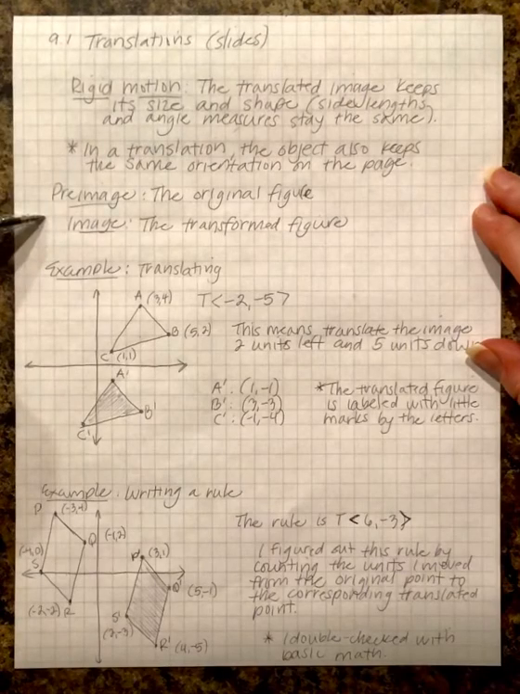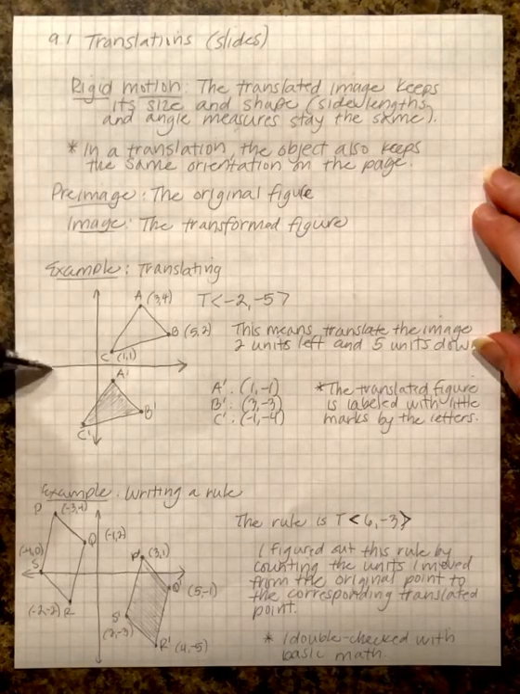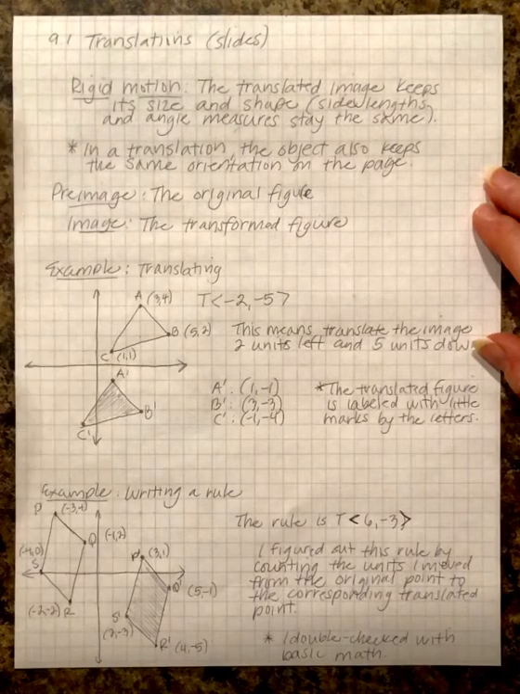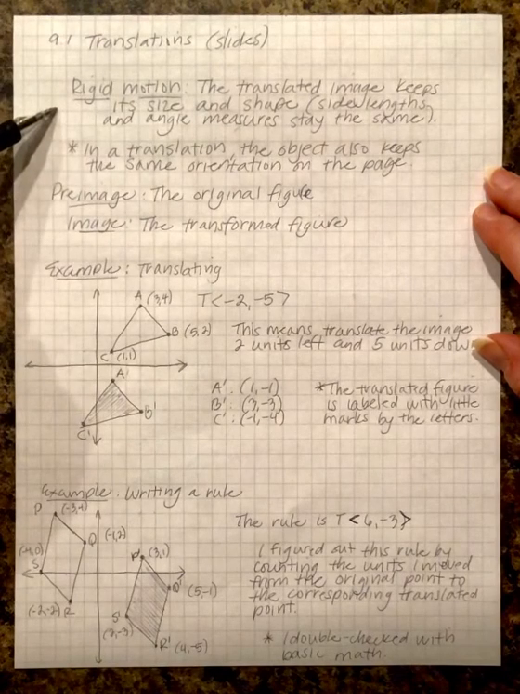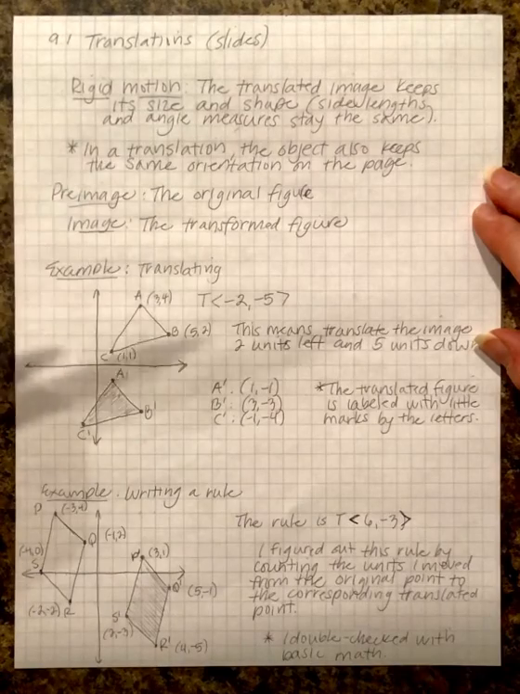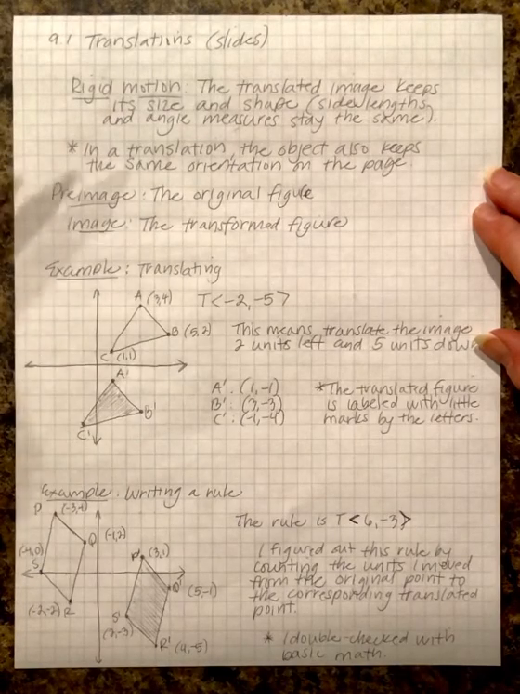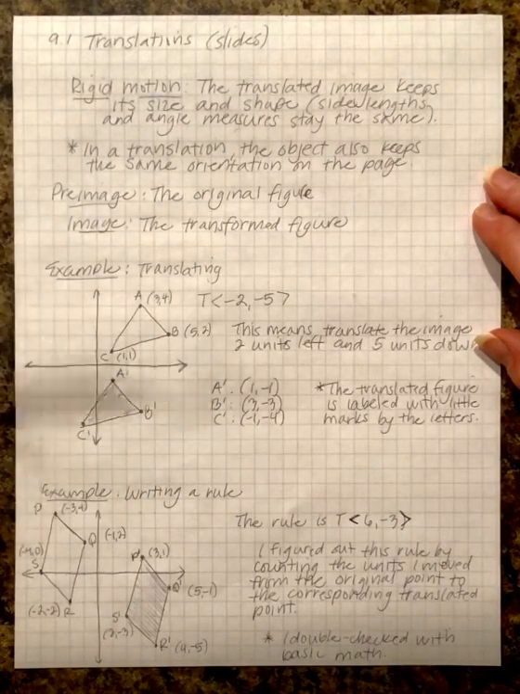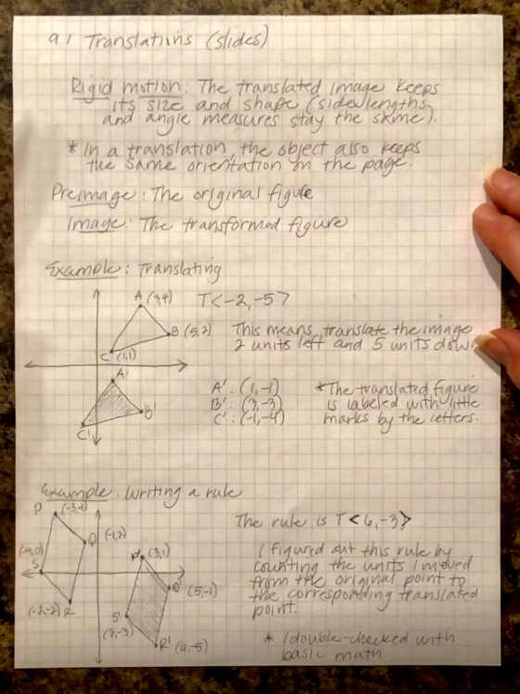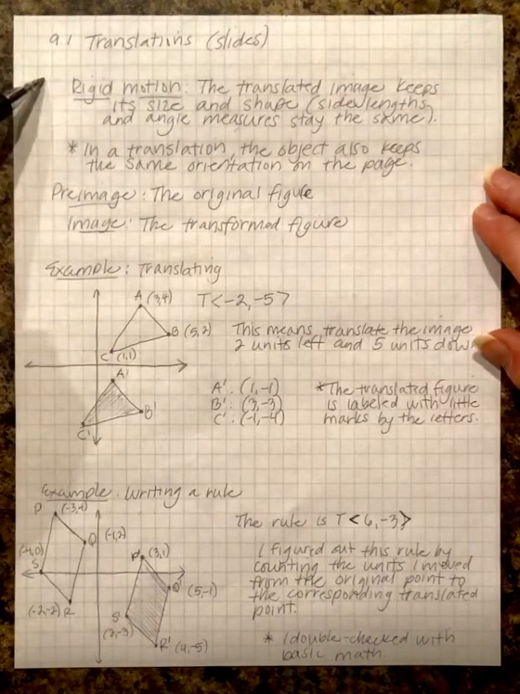So some vocabulary that you need to know for the whole transformations chapter 9 is rigid motion. That's the idea that the translated image keeps its exact size and shape. It doesn't get any bigger, it doesn't get any smaller, the angles don't change. It stays exactly the same, it just moved in some way.